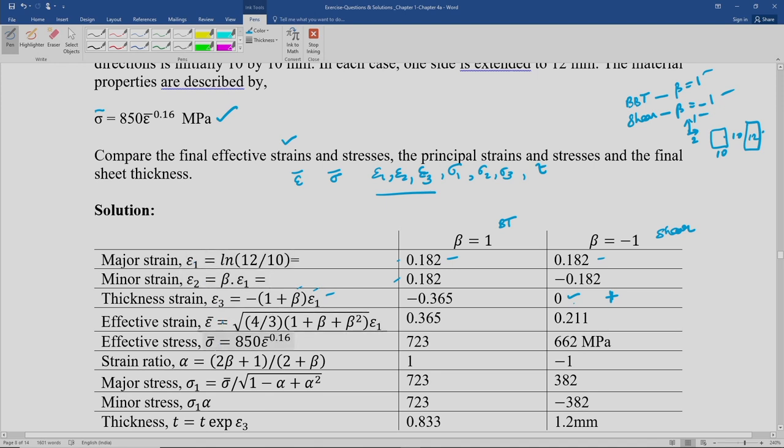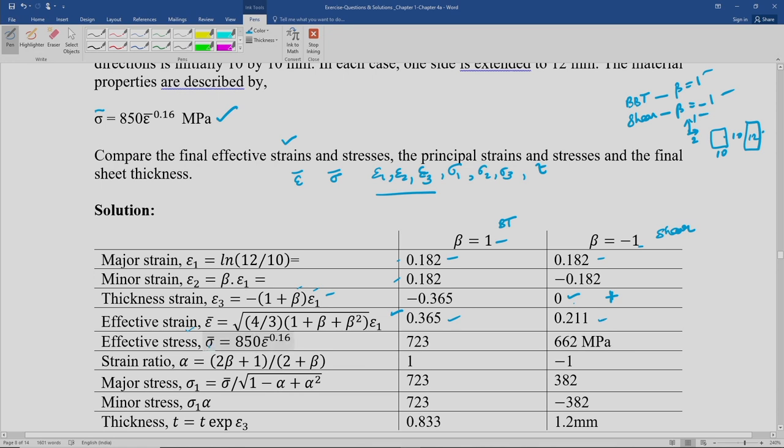Let us say now these three strains are found out. Now you want to get epsilon bar. This epsilon bar derivation we already did today: square root of 4 by 3 into 1 plus beta square into epsilon 1. So I have written this in terms of beta and epsilon 1. You can also write the previous stage of this equation, square root of 2 by 3 into epsilon 1 square plus epsilon 2 square plus epsilon 3 square, that also can be utilized. So everything is known to me. Beta, I found out, is given here, 1 and minus 1, and epsilon 1 is found out for both this and this. So that will give me my epsilon bar, which is 0.365 and 0.211. So epsilon bar is known.